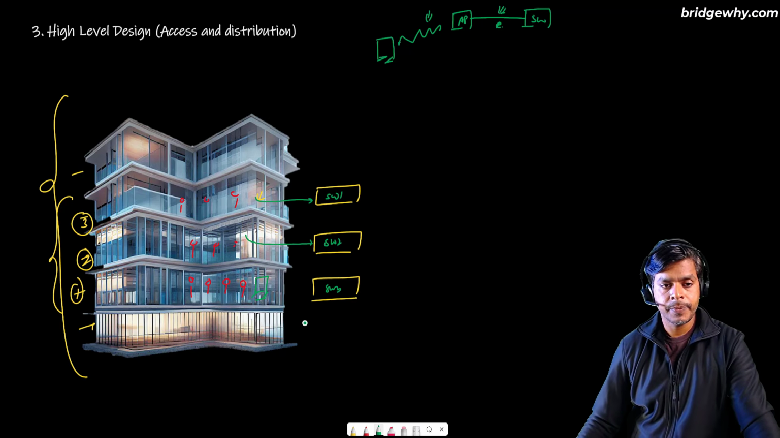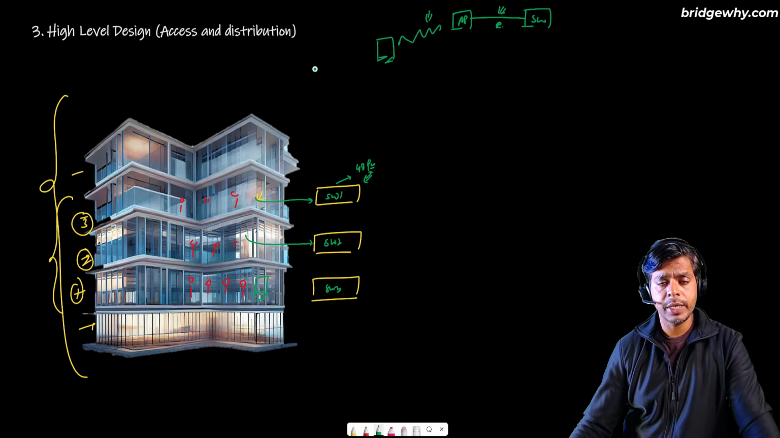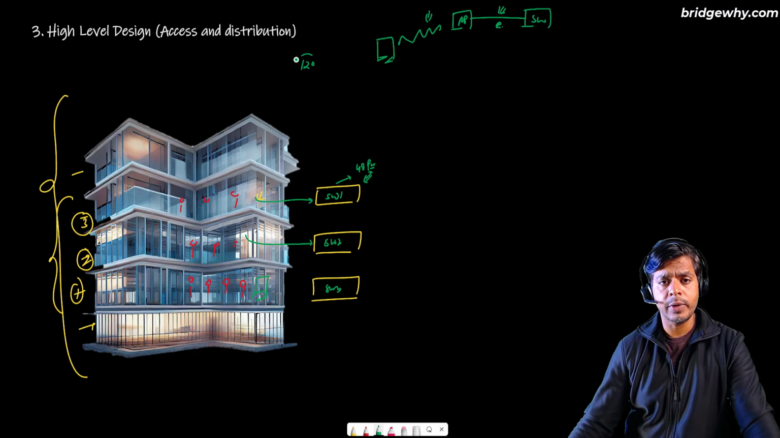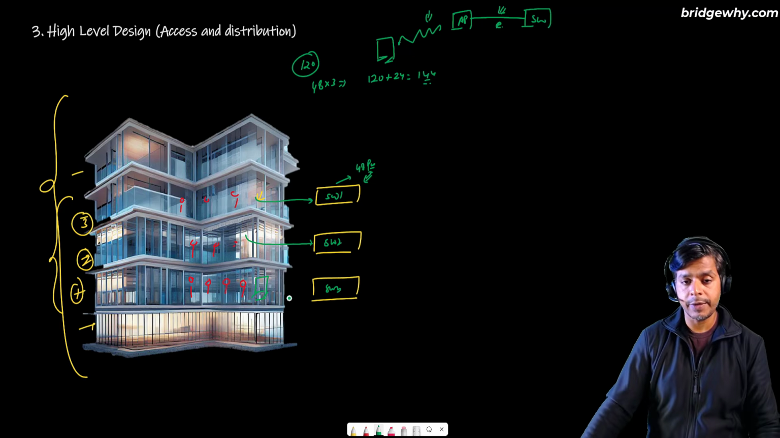right, at different floors. And she's thinking that let's begin with the 48 port switch. Why 48? Because to begin with, she has to cater to the need of around 120 devices. And if you can see here, 48 into 3 is going to be 120 plus 24, around 144 ports we are going to have here, right?